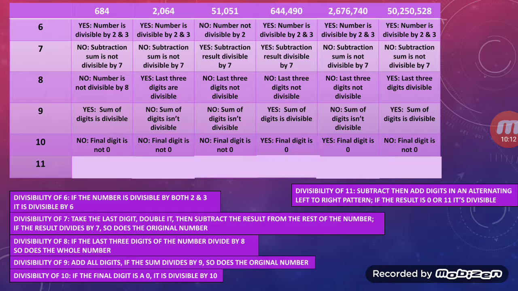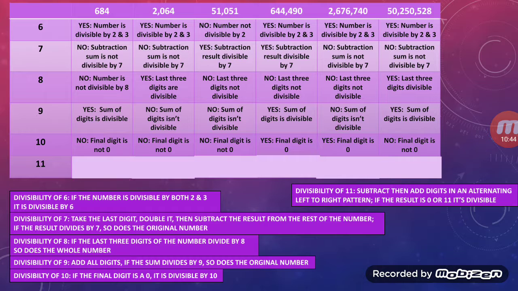Now, the final divisibility rule is divisibility of 11, which is by far probably the most, if not the second most, complex sounding one. But, as I said with number 7, it is not difficult. So, for divisibility of 11, you will subtract and then add the digits in an alternating left to right pattern. If the result is 0 or 11, it's divisible. Again, just like 7, it sounds complicated, but it's far simpler in practice.